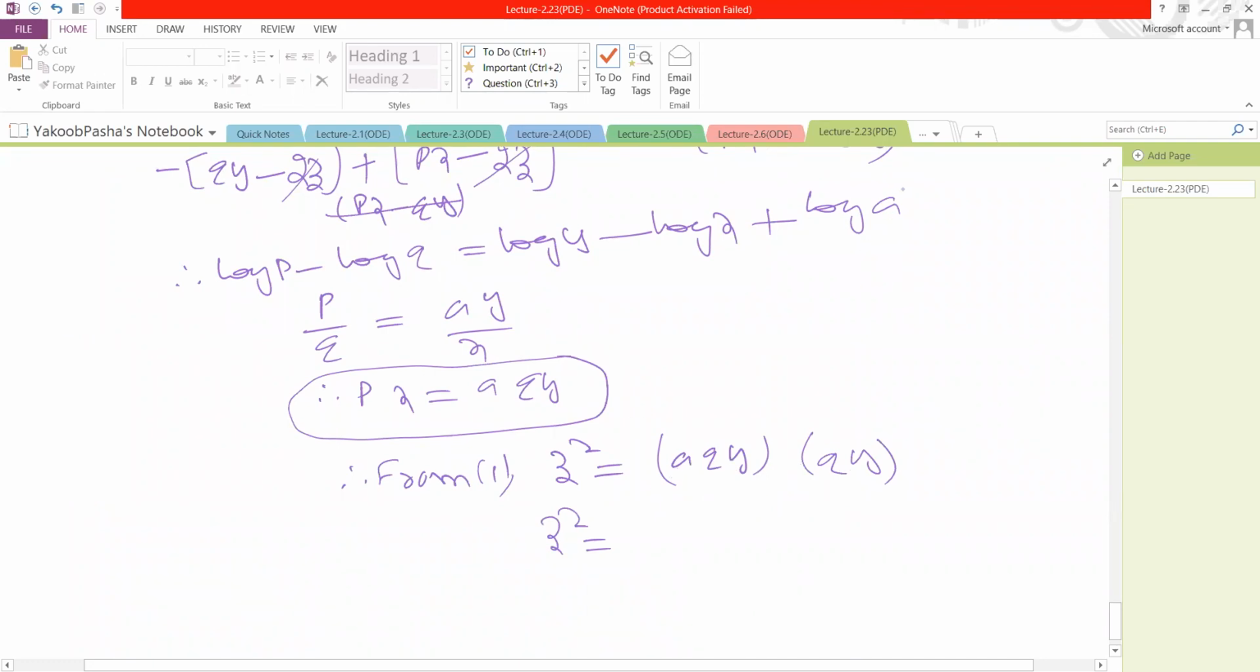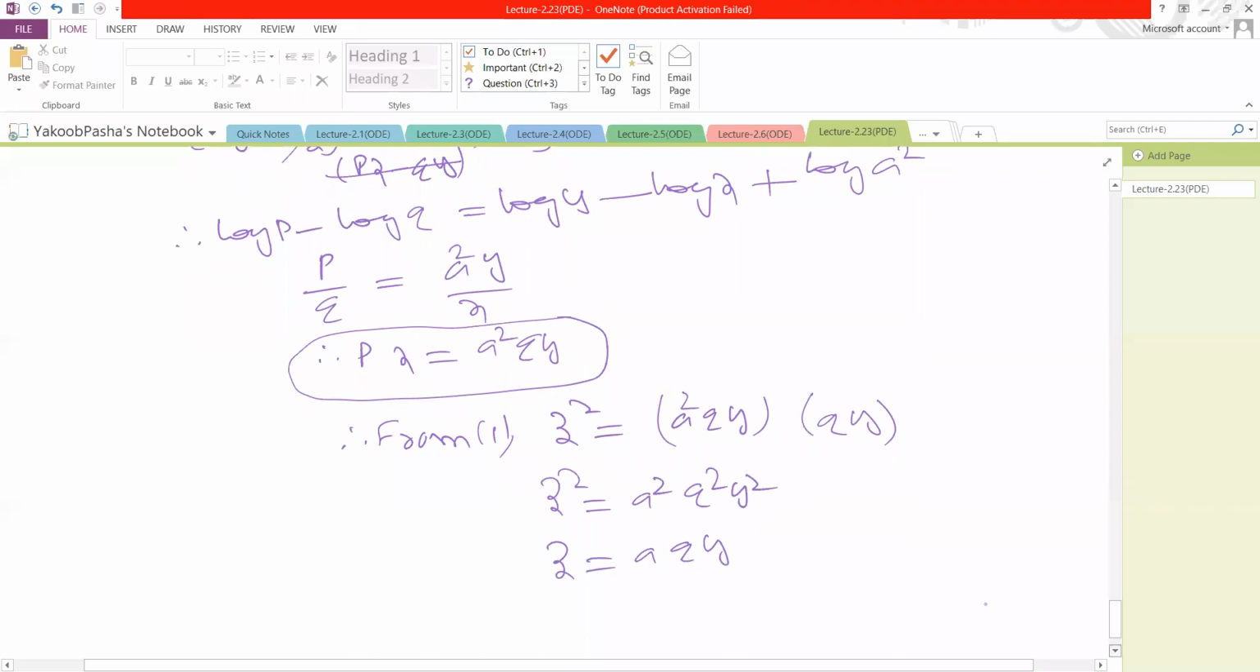So Z square is equal to, we have Q square Y square. So we can take an arbitrary constant as A square also. Okay. It becomes, because it is arbitrary, A square Q square Y square. So here in this case, Z equal to AQY. From this, write the Q value. Therefore, Q is equal to Z by AY.